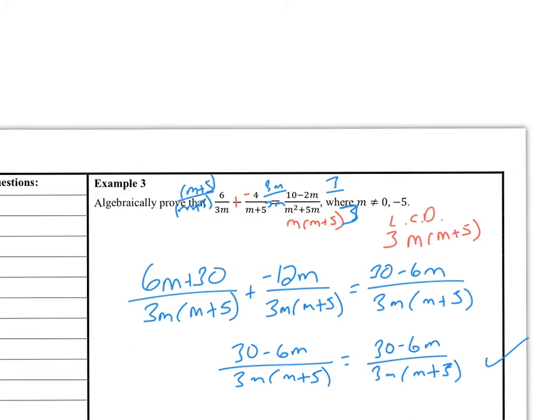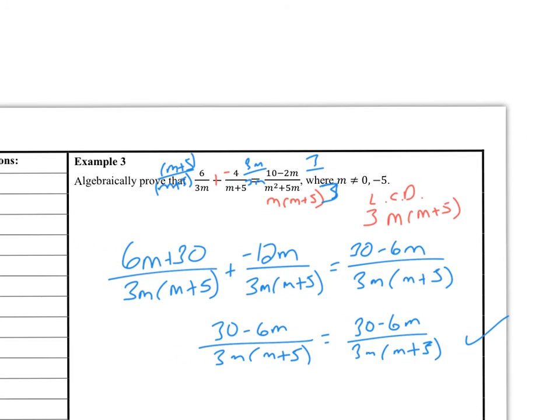Life is good. But this problem could have been solved a little bit differently if I had noticed one thing at the very beginning. At the very beginning, you see right here I have 6 over 3m. If I would have done the simple thing of dividing 6 and 3 and gotten 2 over m, my LCD would just be m times m plus 5, which is kind of what we have right here. Would have made this question a little bit easier, a little less work, and I definitely wouldn't have had to multiply by this 3 over 3 on the right-hand side.